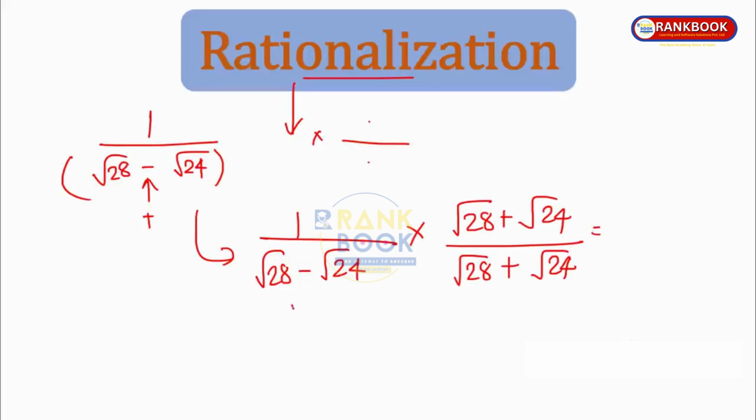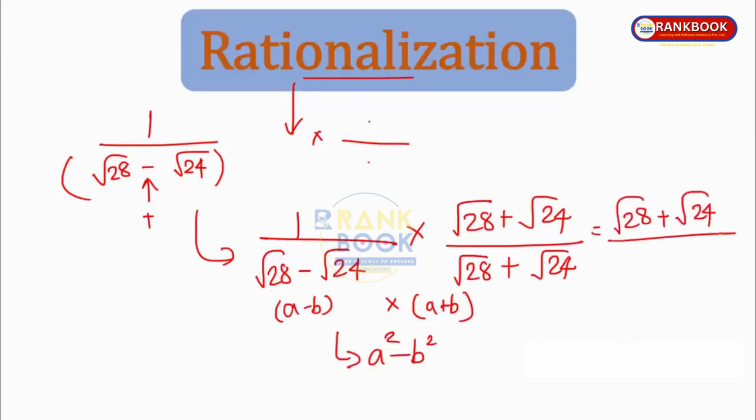Now what do we get over here? In the denominator, it is a minus b multiplied by a plus b, and we know a minus b into a plus b is nothing but a square minus b square. So what you will get is root 28 plus root 24 upon root 28 the whole square minus root 24 the whole square. That would be root 28 plus root 24 divided by 28 minus 24. The square gets cancelled with the root sign. So 28 minus 24 is 4.